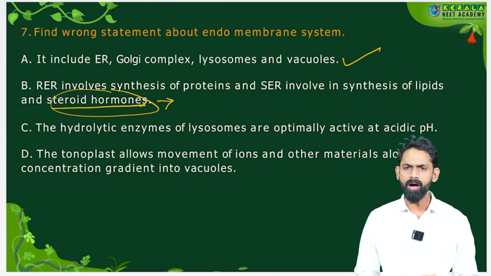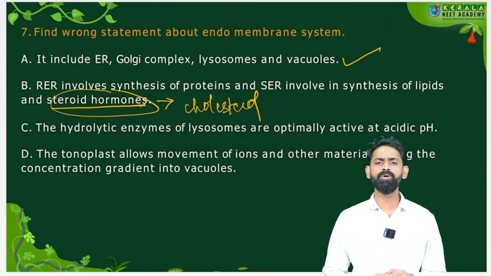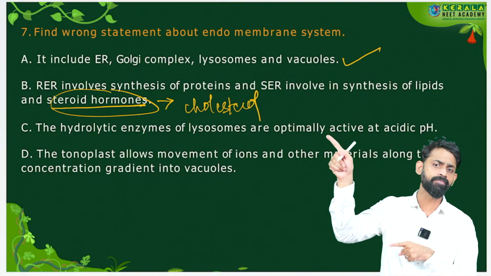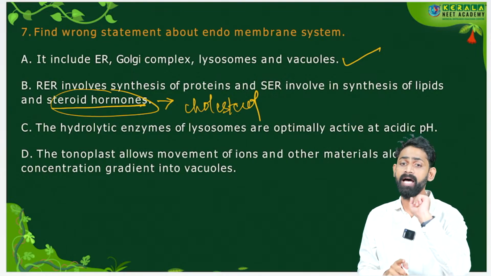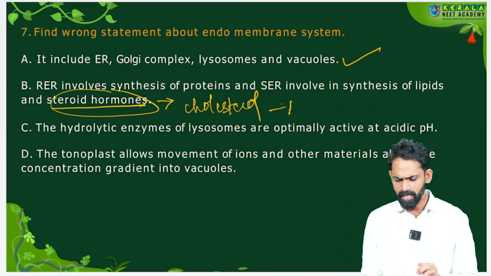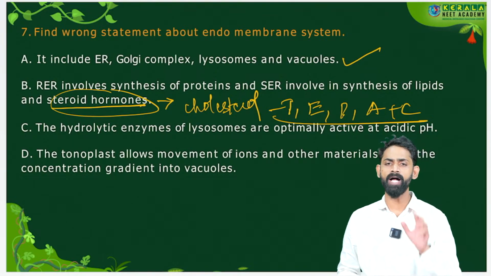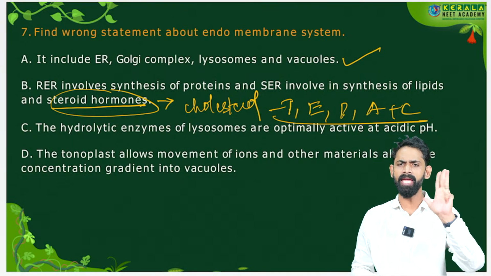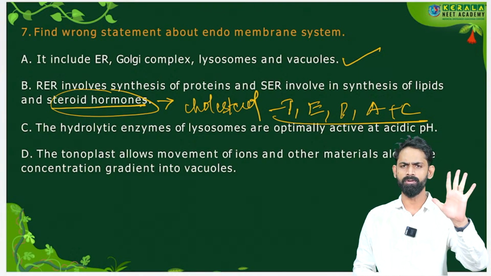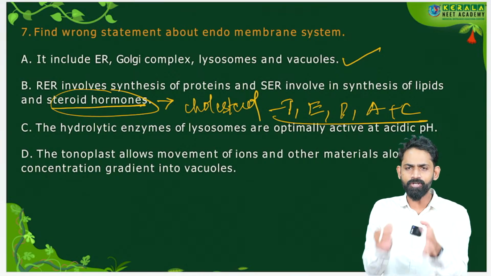What is the meaning of steroid hormones? The hormones synthesized from cholesterol, or cholesterol-derived hormones, are called steroid hormones. Non-steroid hormones are those not synthesized from cholesterol. That is why I am speaking about steroid hormones, just 5: testosterone, estrogen, progesterone, aldosterone and cortisol. Five only, T, E, P, A and C. Only these five come under steroid hormones, synthesized from cholesterol.